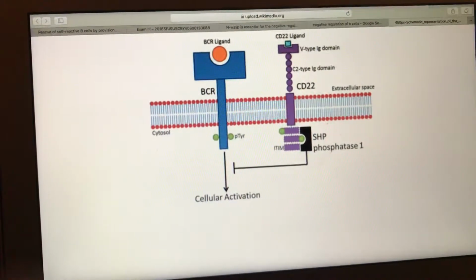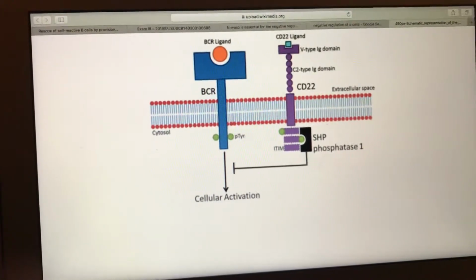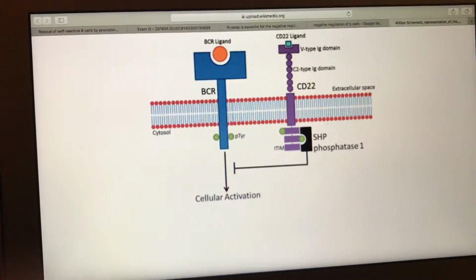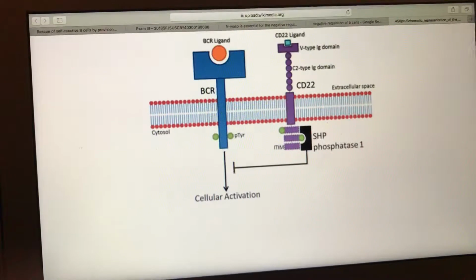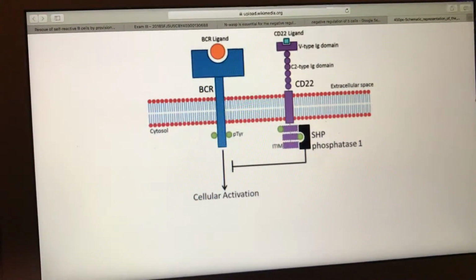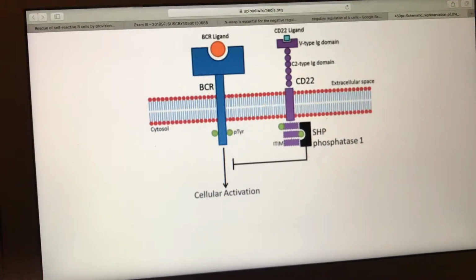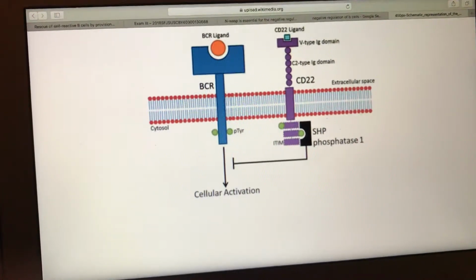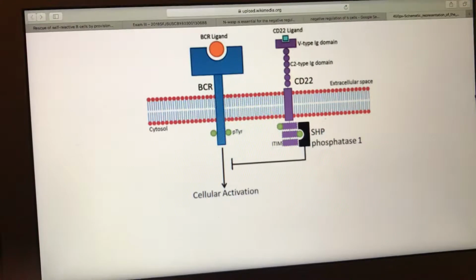Hi, so my name is Darlisha D'Ambert, and for exam 3C video discussion, I'll be talking about negative regulation of B cells. So, kind of give like a brief introduction of it all.